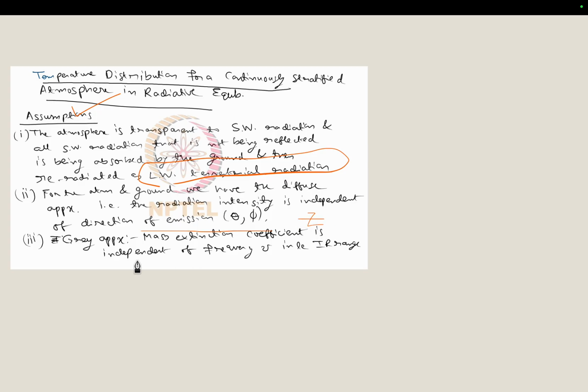And the gray approximation was considered. By this gray approximation, it means that the mass extinction coefficient is independent of the frequency in the infrared range, and this gray approximation is applied when the frequency is greater than the visible frequency. Because we are in the infrared frequency, this gray approximation is valid.